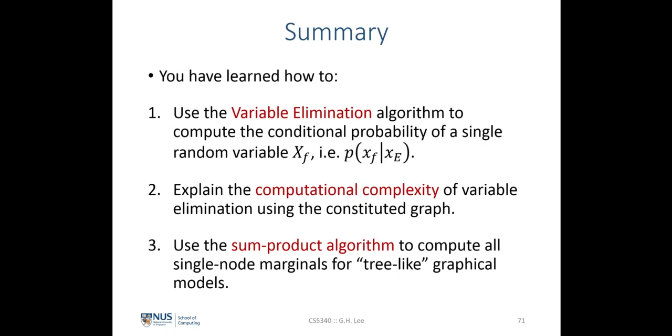So in summary, we have looked at the variable elimination algorithm for us to compute the conditional probability of a single random variable, and we have looked at how to explain the computational complexity of variable elimination using the constituted graph. And finally, we have looked at the sum product algorithm, which allows us to compute all the single marginal probabilities for a tree-like structure. And thank you.